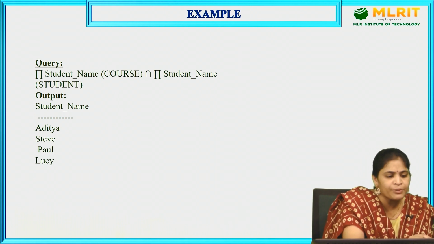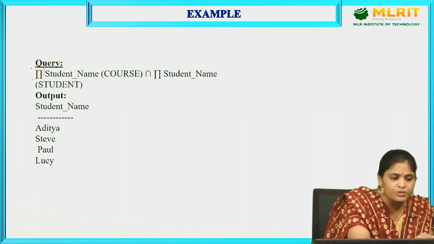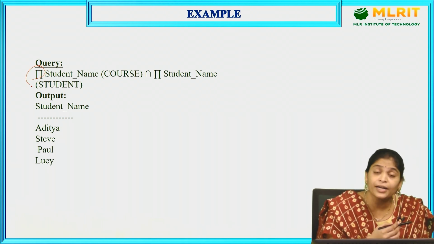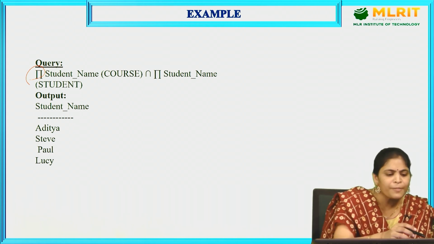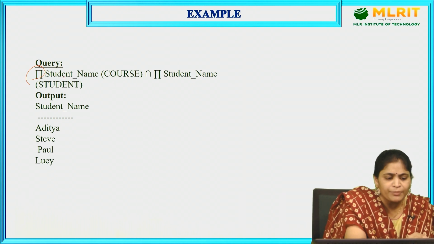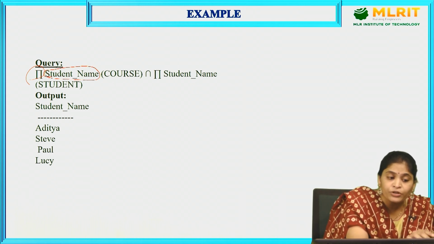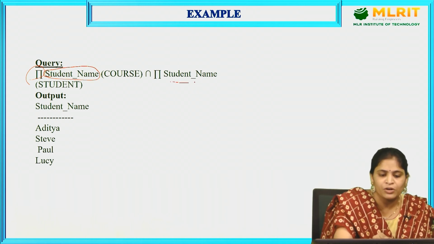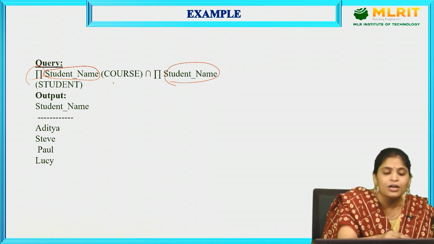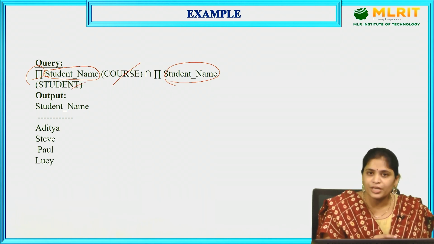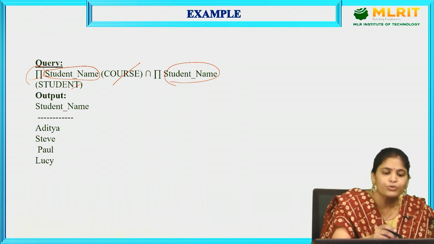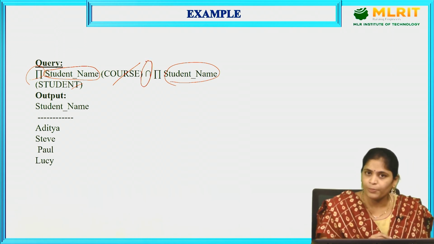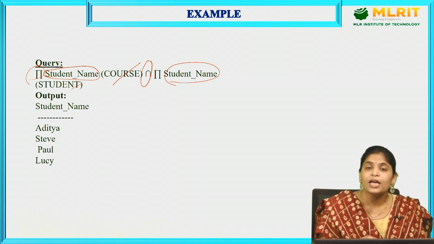So what is the example here? I use the project operator, that is pi, to retrieve the columns. Pi, student name. What is the column that I am going to retrieve? Student name, and here also student name, from the course table and the student table. So I retrieve the student name column using the intersection operator. That means the common names will be retrieved from both the tables.